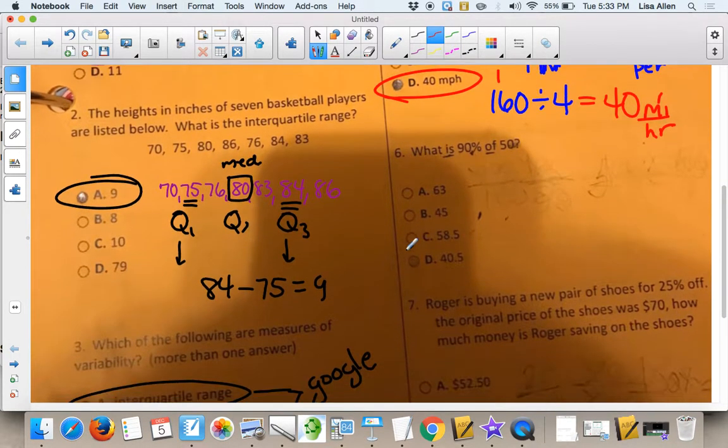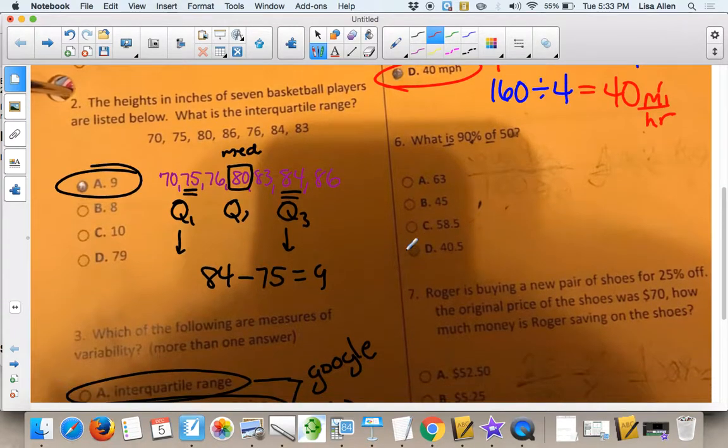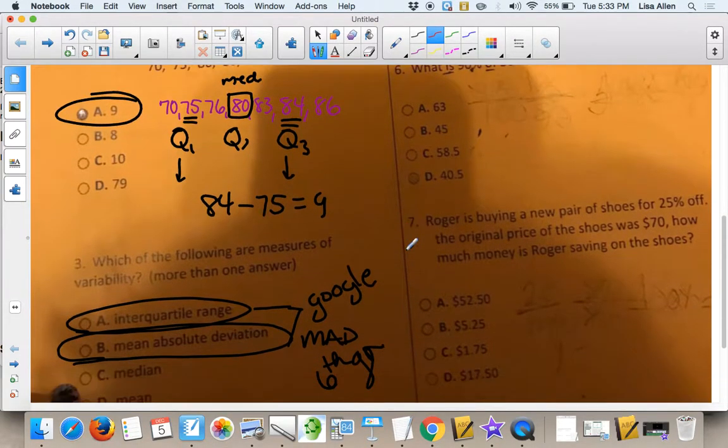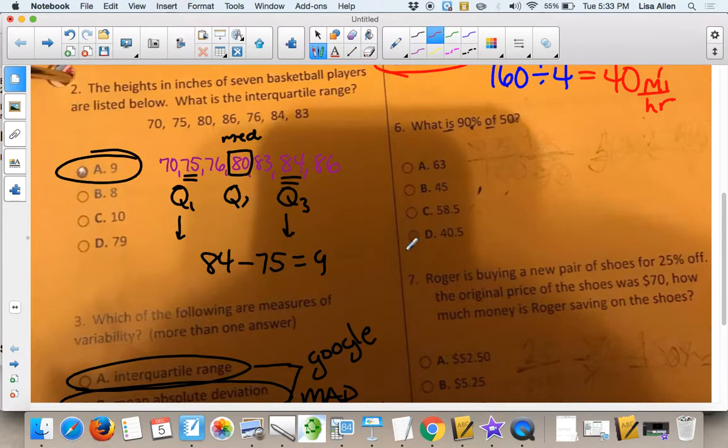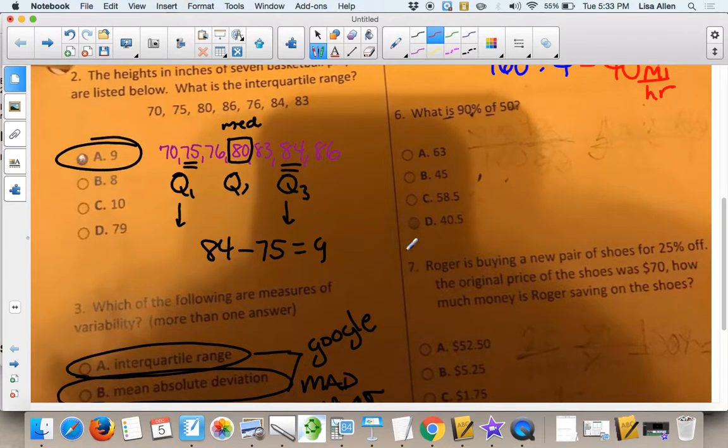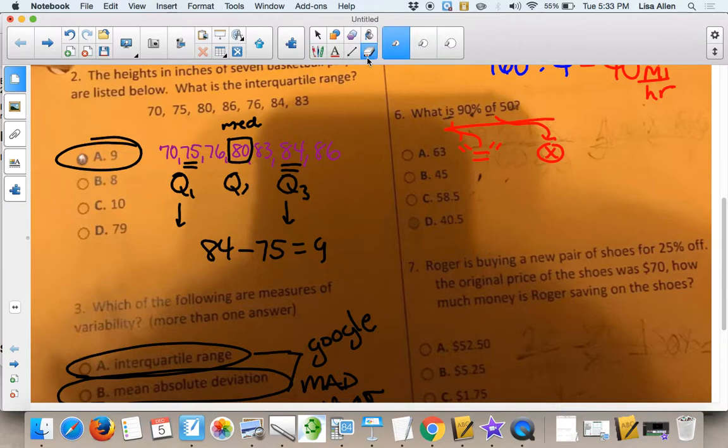So what is 90% of 50? The one thing you have to remember about percents is that you have to change them to decimals. The thing that I remember is that "is" means equal, and "of" means multiply. Okay, so now let me erase this, and we'll just do a straight conversion.